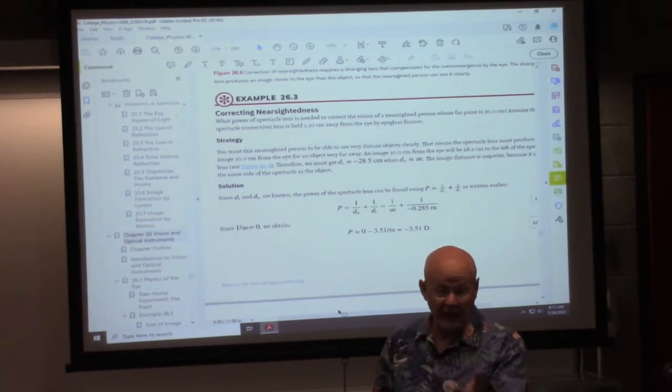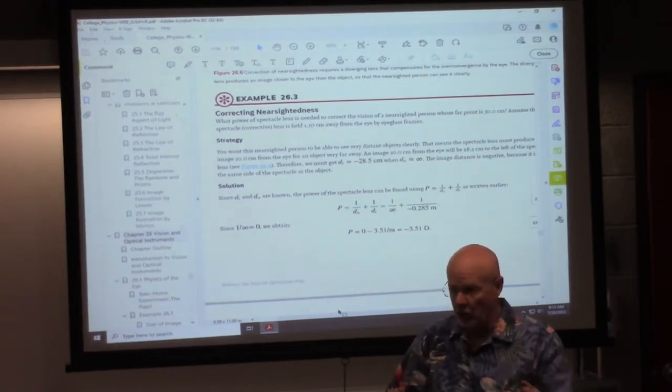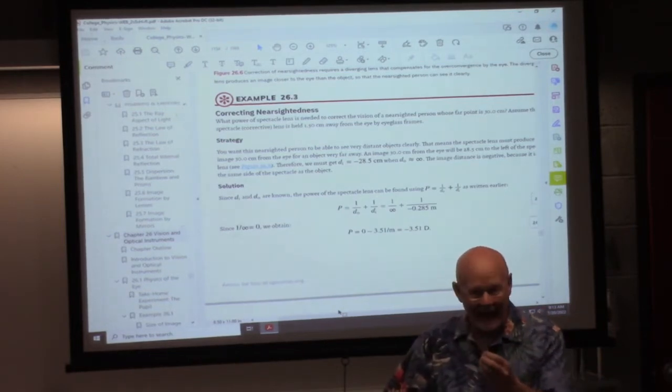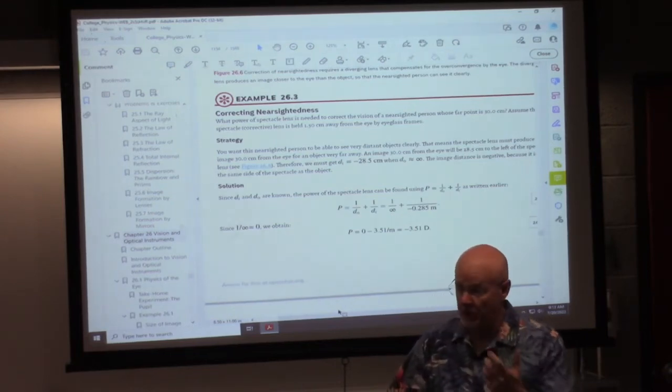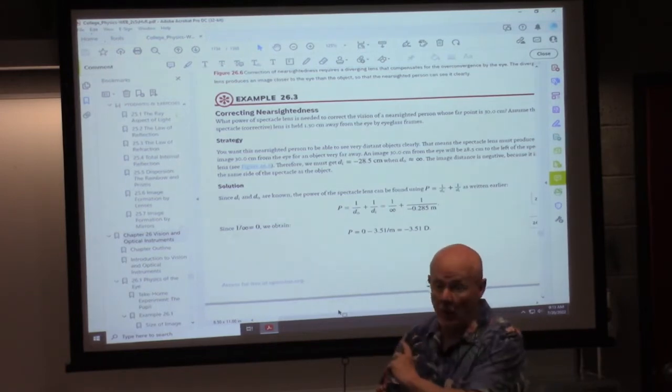And so we're going to have to factor that in. In fact, I would even say contacts are a little easier to work with because they're right on the lens. There's no difference between the contact lens and the eye lens. But for eyeglasses, there's an extra 1.5 centimeters. And so I'm going to take that into consideration. And that's what I wanted you to see in this problem.